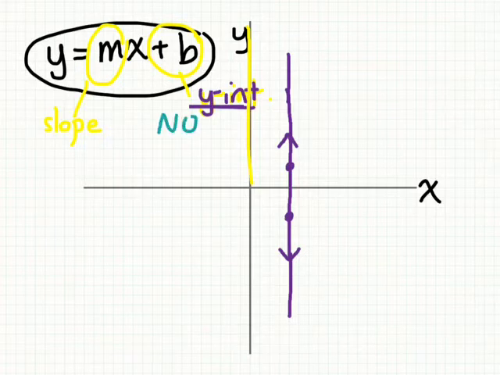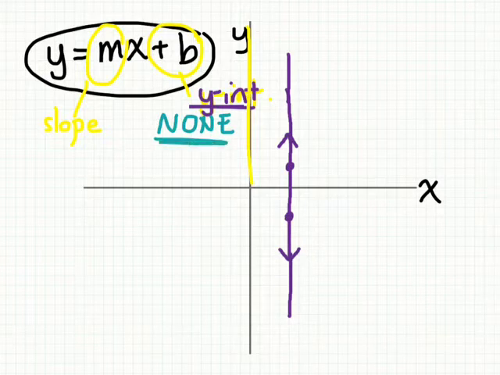There's none. We wouldn't say that it's 0 because that's a number. We would say none. There's no y-intercept. Now let's look at the slope.